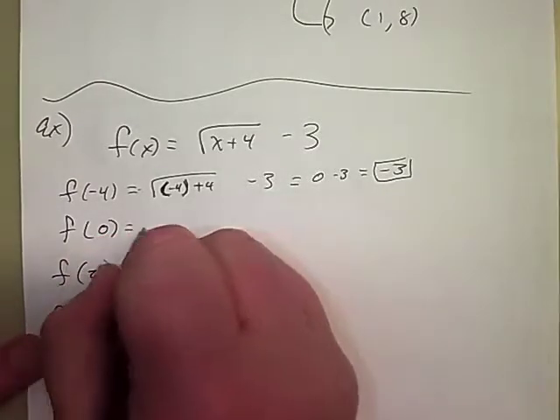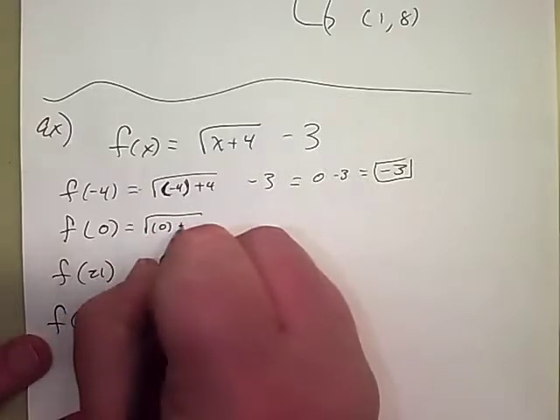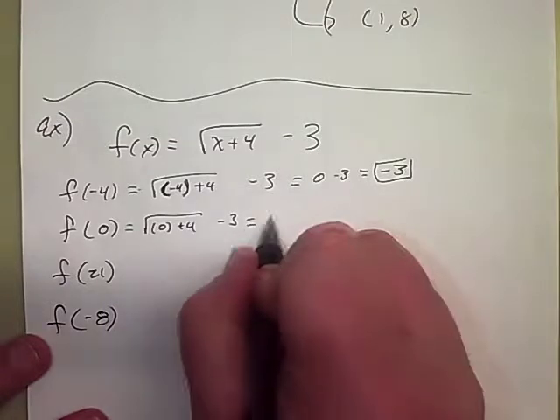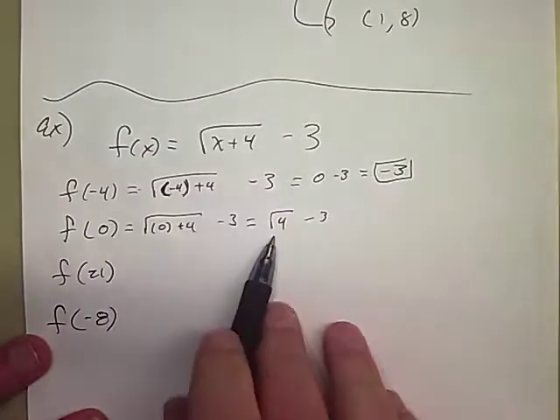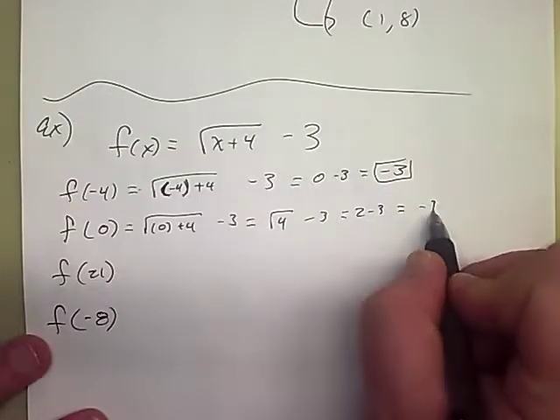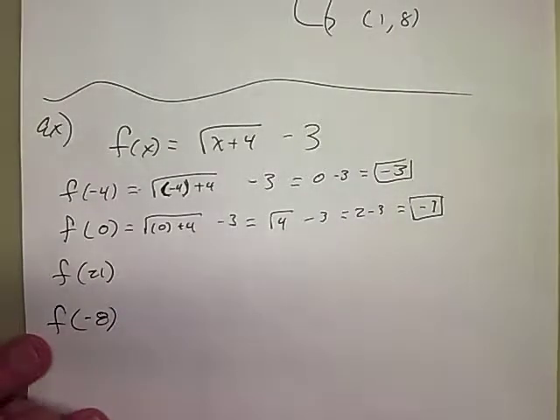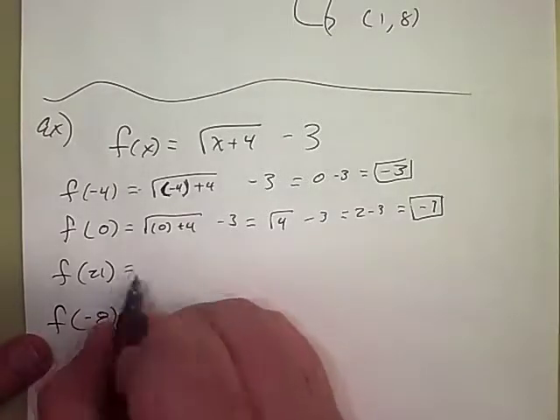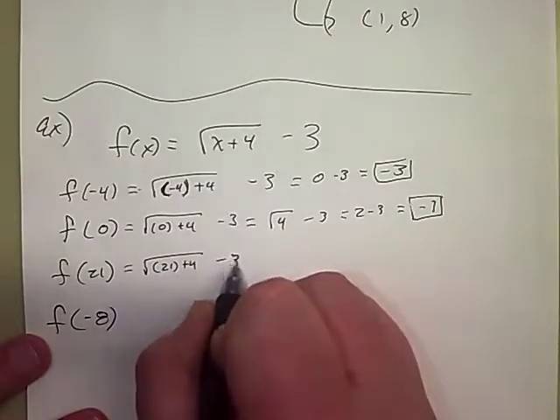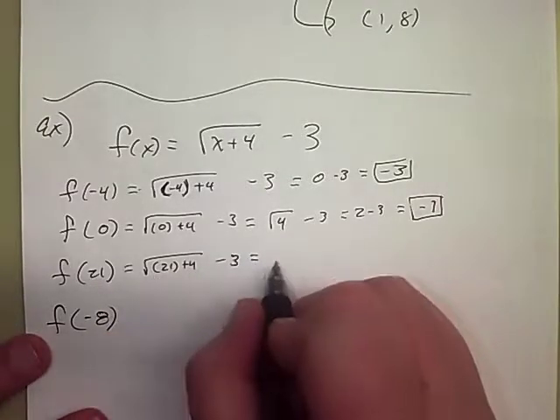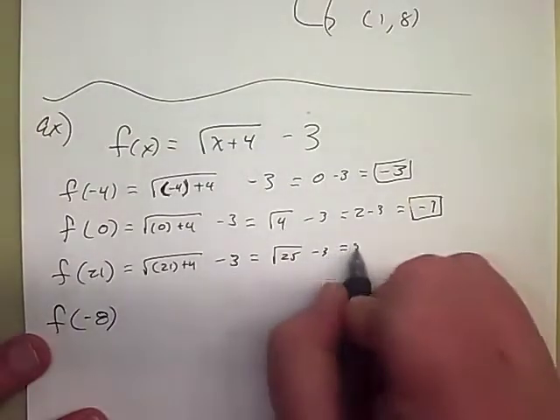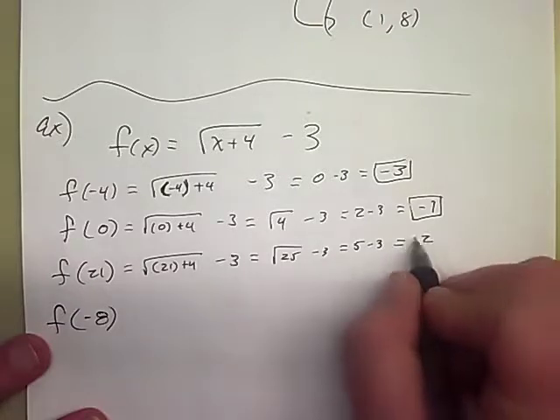The x value is -4, the y value is -3. All right, what happens when I plug a 0 in? Well, 0 plus 4 is 4, so then I have the square root of 4 minus 3. Well, the square root of 4 is 2. And so I get 2 minus 3, which is -1. Let's plug a 21 in there. 21 plus 4 minus 3. 21 plus 4 is 25. The square root of 25 is 5. And 5 minus 3 is 2.